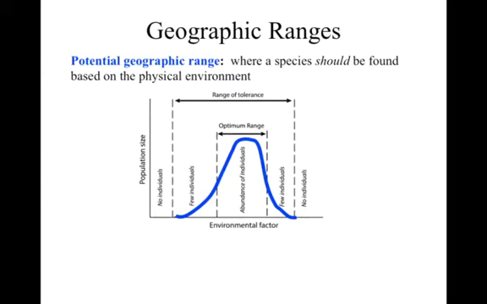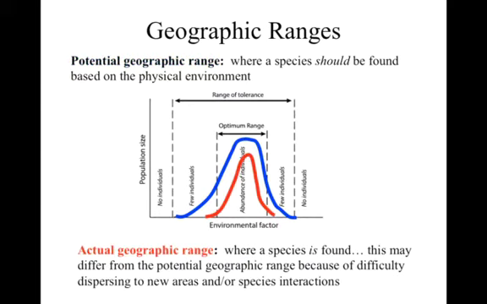The potential geographic range is just where a species should be found based on the physical environment. But at the ends of that, it's not doing really well, so interactions and biotic factors can affect that and actually reduce them. Then inside that we have what we call the actual geographic range, and that's where the species is found. And sometimes this is exactly the same as the potential geographic range, but frequently it's not. And frequently it's smaller.